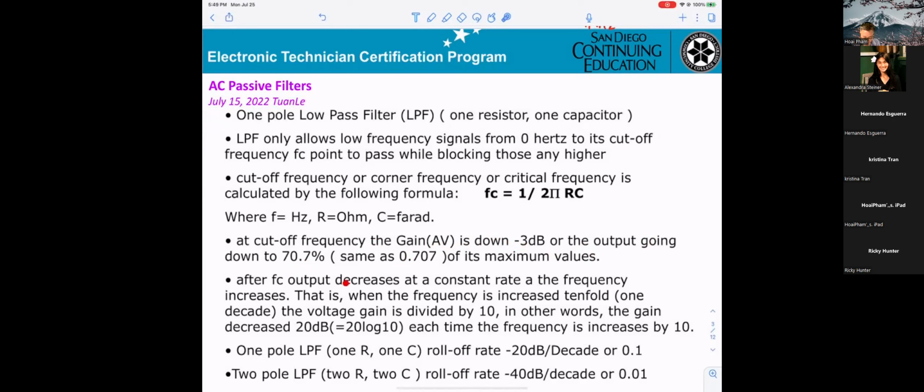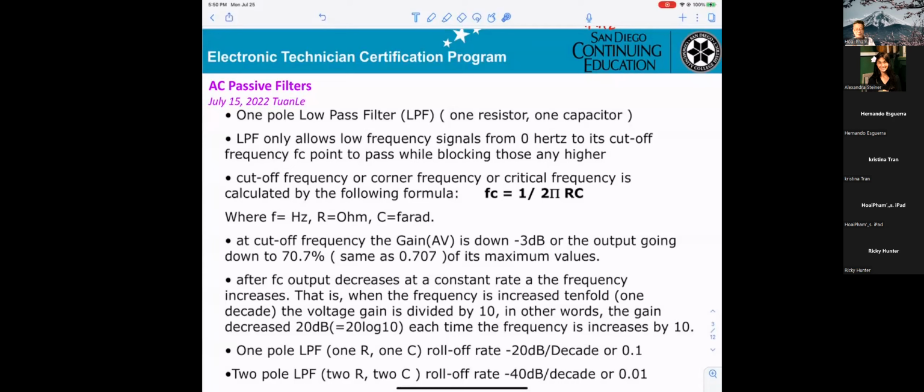After the cutoff, output decreases at a constant rate when the frequency increases. That is, when the frequency increases tenfold, one decade, 10 times, the voltage gain is divided by 10. In other words, the gain will be decreased 20 dB each time the frequency is increased by 10 times. That only tells you that when the frequency increased by 10 times the cutoff, the output will be going down 20 dB for one pole low pass filter.